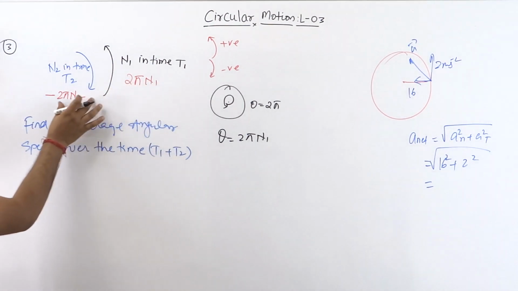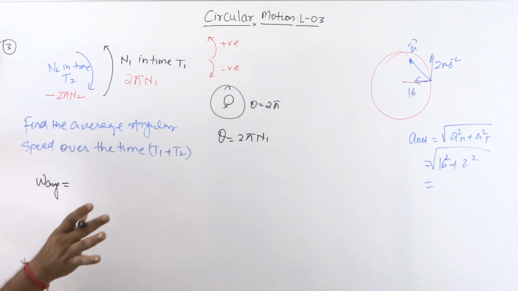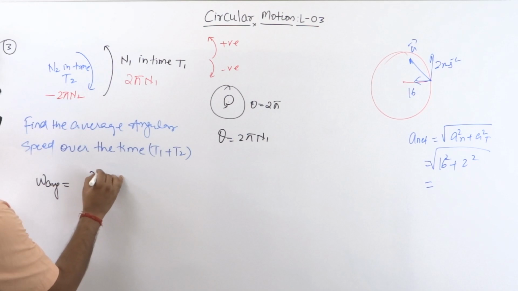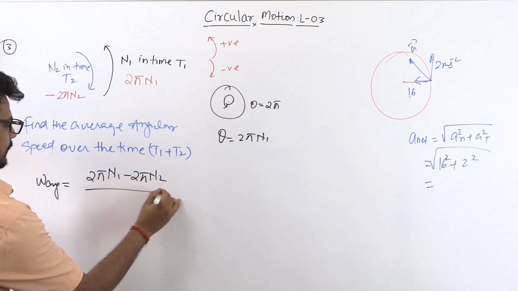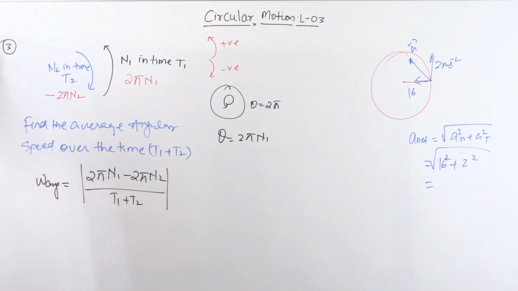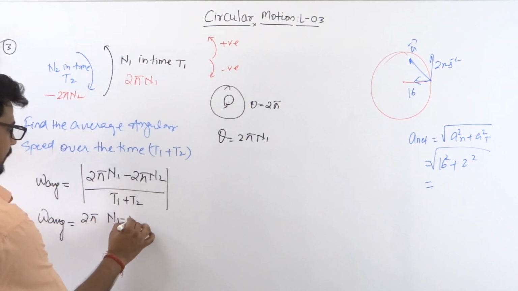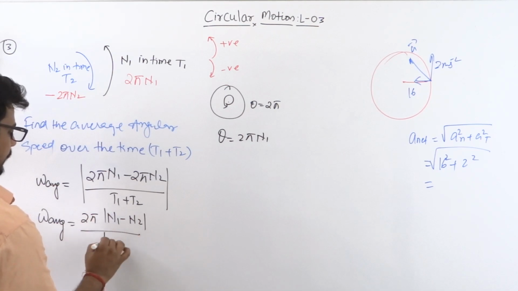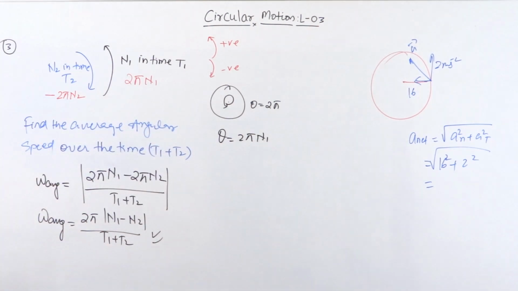Now this one minus this one, so the average angular speed should be, now they're talking about the speed, so we are only dealing with the magnitude. That means 2 times pi times n1 minus 2 pi times n2 over the total time, which is t1 plus t2. Let's talk about the magnitude. So omega average, you can take 2 pi common, so it should be modulus of n1 minus n2 upon t1 plus t2. This is going to be your average angular speed over the period of t1 plus t2.